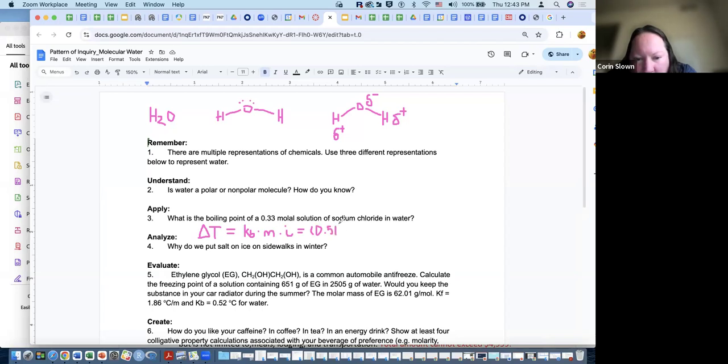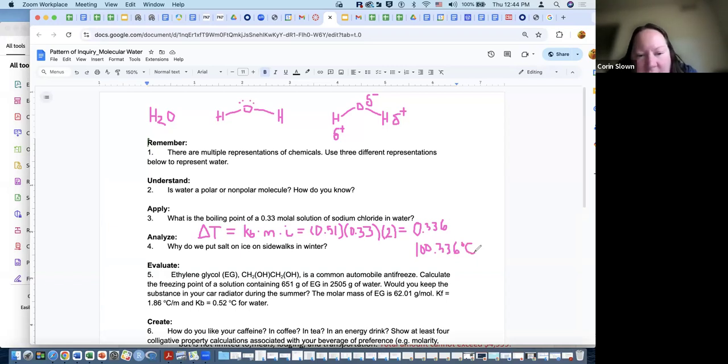So this would be 0.51. They gave us the 0.33 molal. And then because it's sodium chloride, we know the van 't Hoff factor is 2. So 0.336. So it would be 100.336 degrees Celsius. Okay. Someone want to help us out?